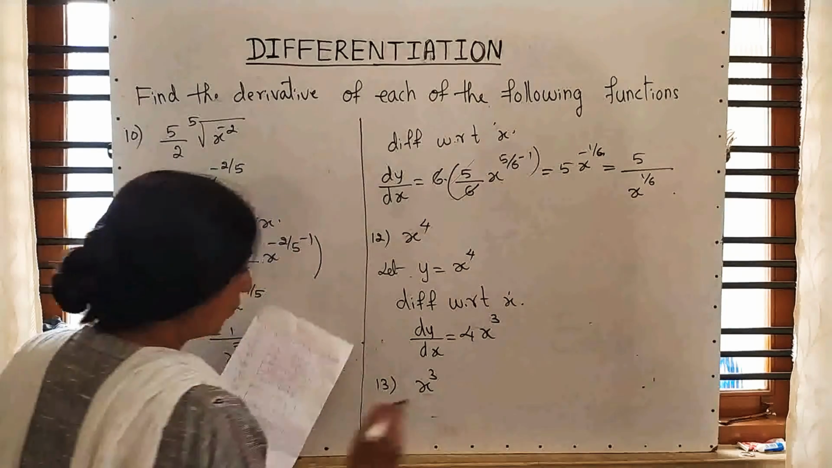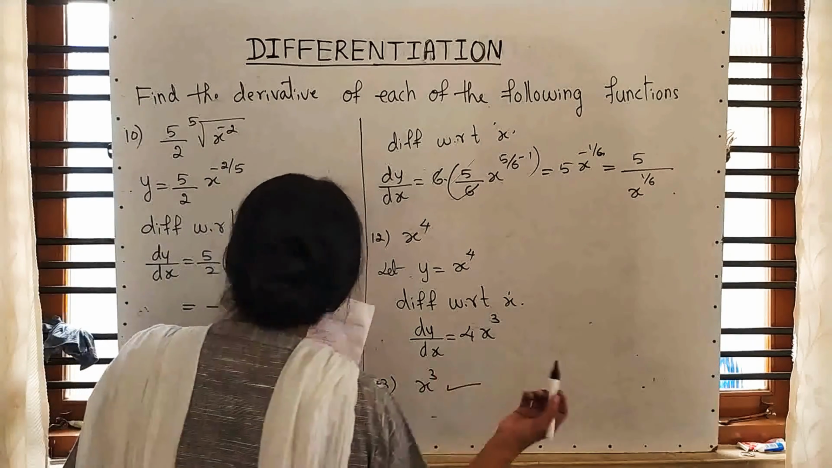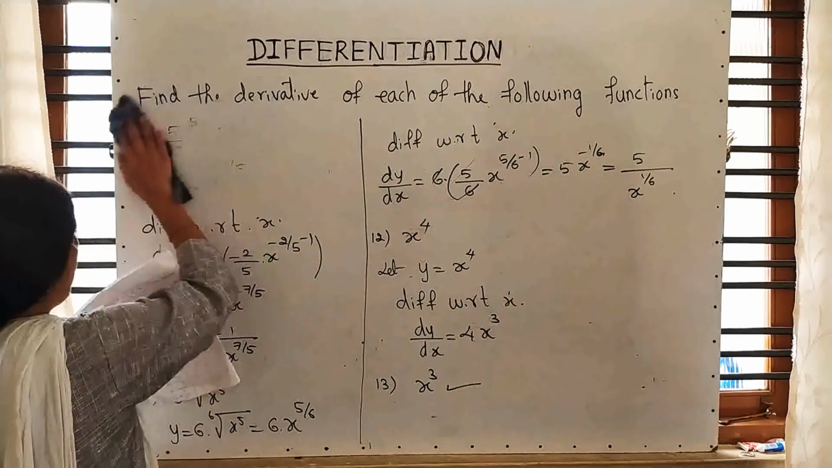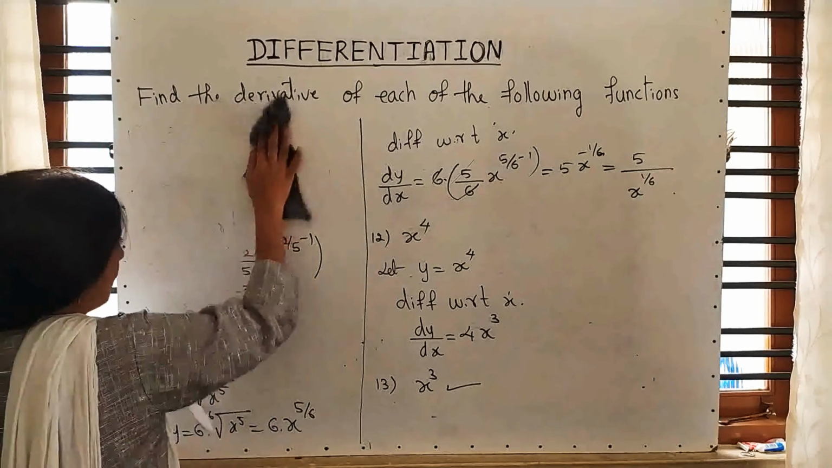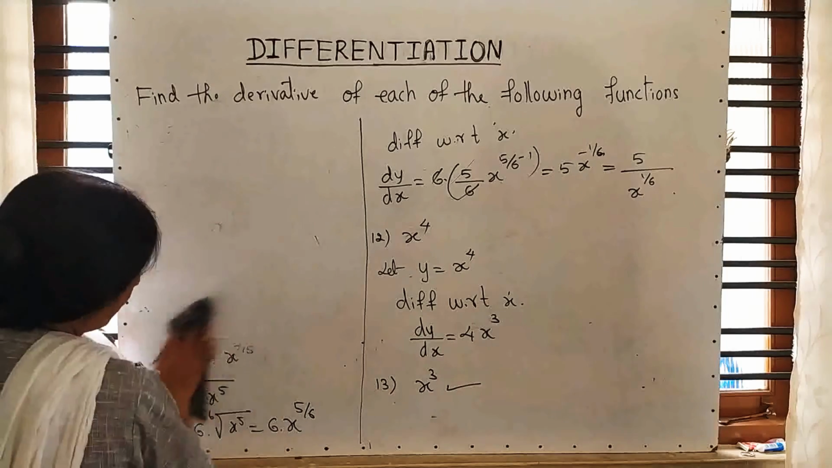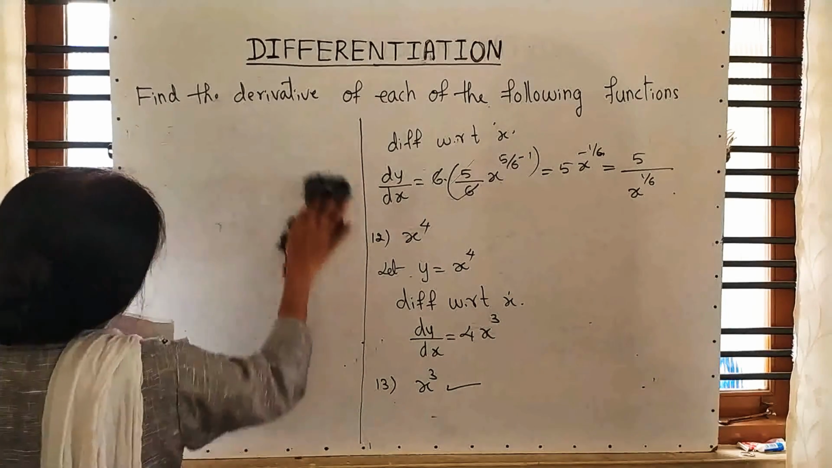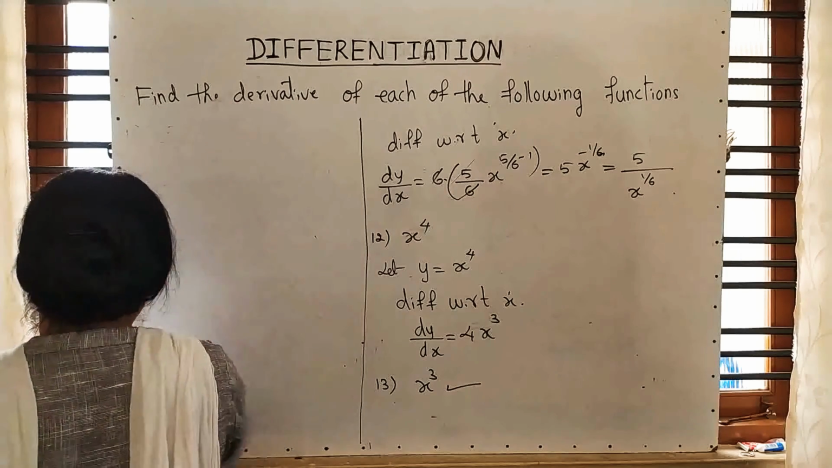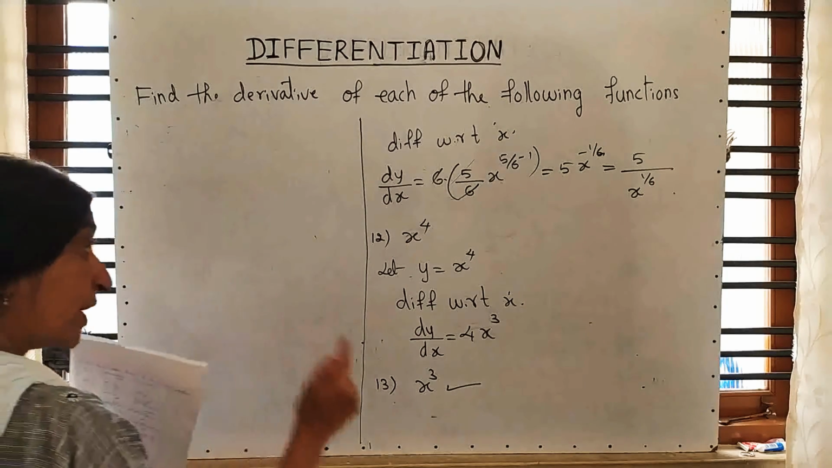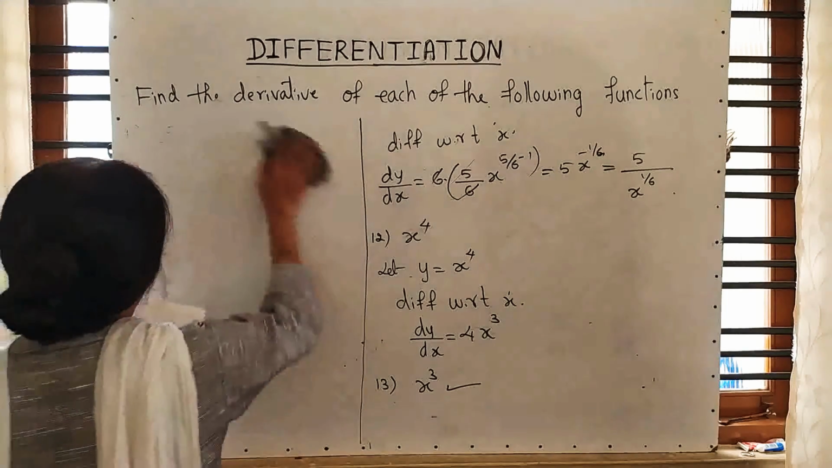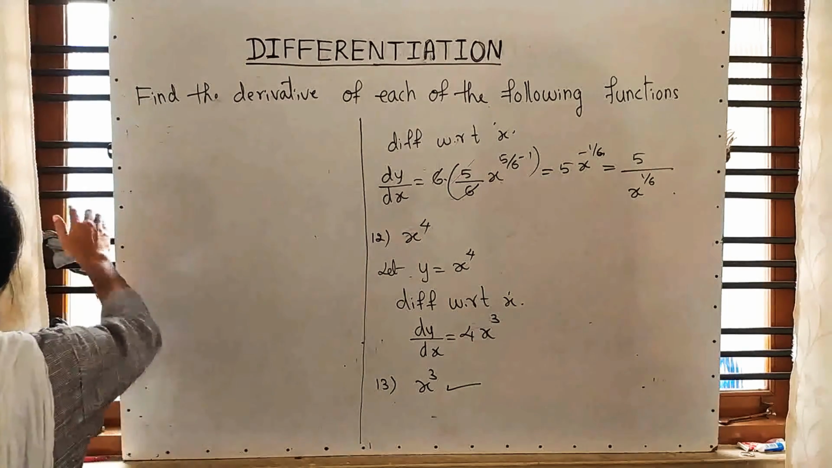Yes, without writing anything, can you solve this? Yes, tell me what is the answer? The answer is 3x square. Correct or what? Here I gave the answer only. Just write it down in the systematic way. Differentiation of x cube is n into x to the power n minus 1. That is 3 into x raised to 3 minus 1. That is 3x square. Next question.